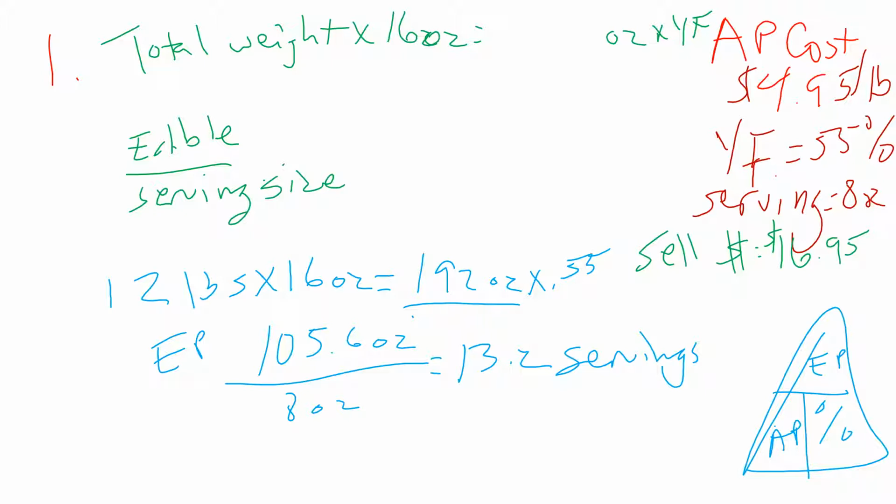Do you all see how we get there? So out of a 12-pound brisket, we think that if you say, oh, it's an 8-ounce serving, we're going to get 24 servings, but in reality, I'm only going to get 13.2 servings. Yeah, well, a little bit more than half because it's 55% yield factor.